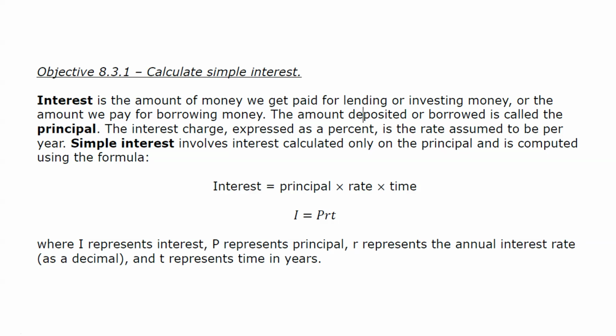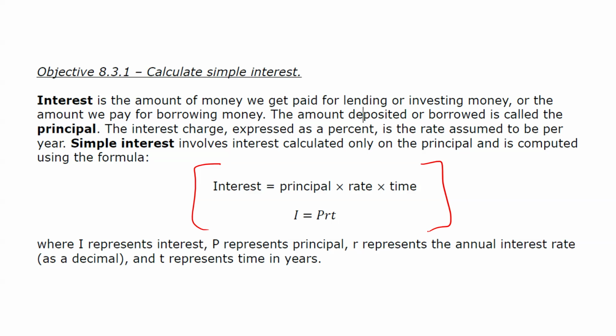Interest is the amount of money we get paid for lending or investing money, or the amount we pay for borrowing money. The amount deposited or borrowed is called the principal. The interest charge, expressed as a percent, is the rate assumed to be per year. Simple interest involves interest calculated only on the principal and is computed using the following formula.